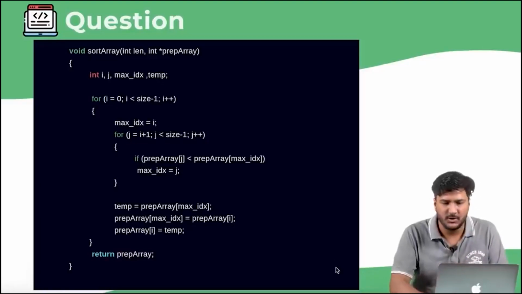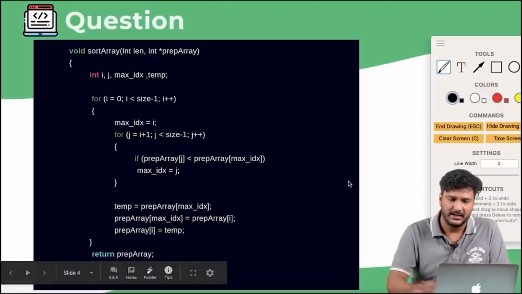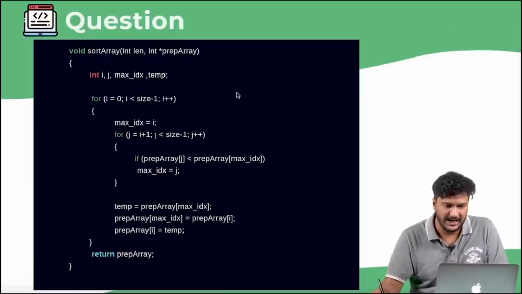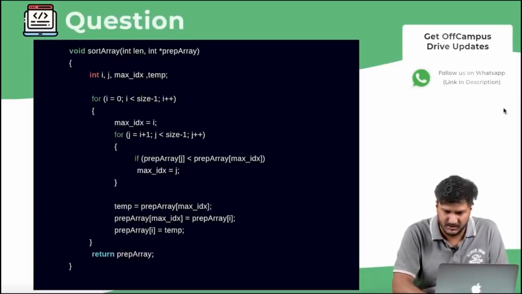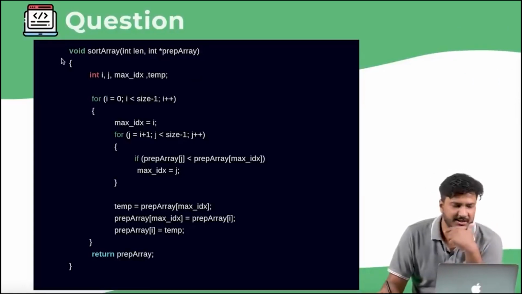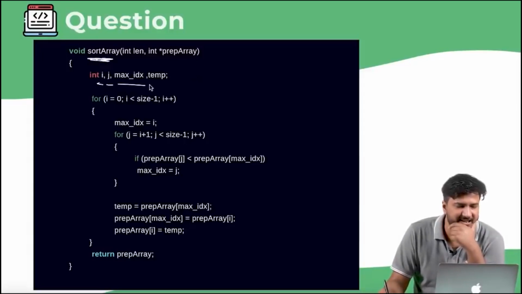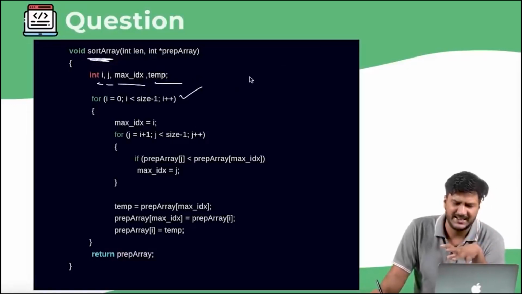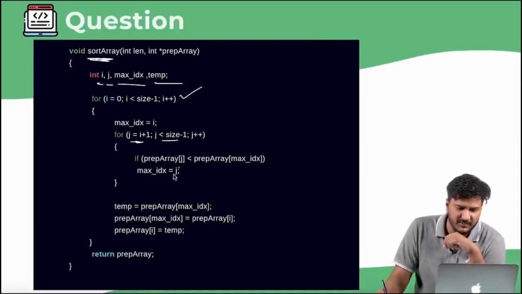Okay, so let's have a look at this particular question that we have here. So in fact, let me use a white color so that you could see that properly. In this case, you have the function sort array, and then you have i, j, max index and temp as a few variables. Then you have one for loop, and then max index is equal to i, and j is equal to i plus 1, and j is less than size minus 1, and then you're storing some index, right?